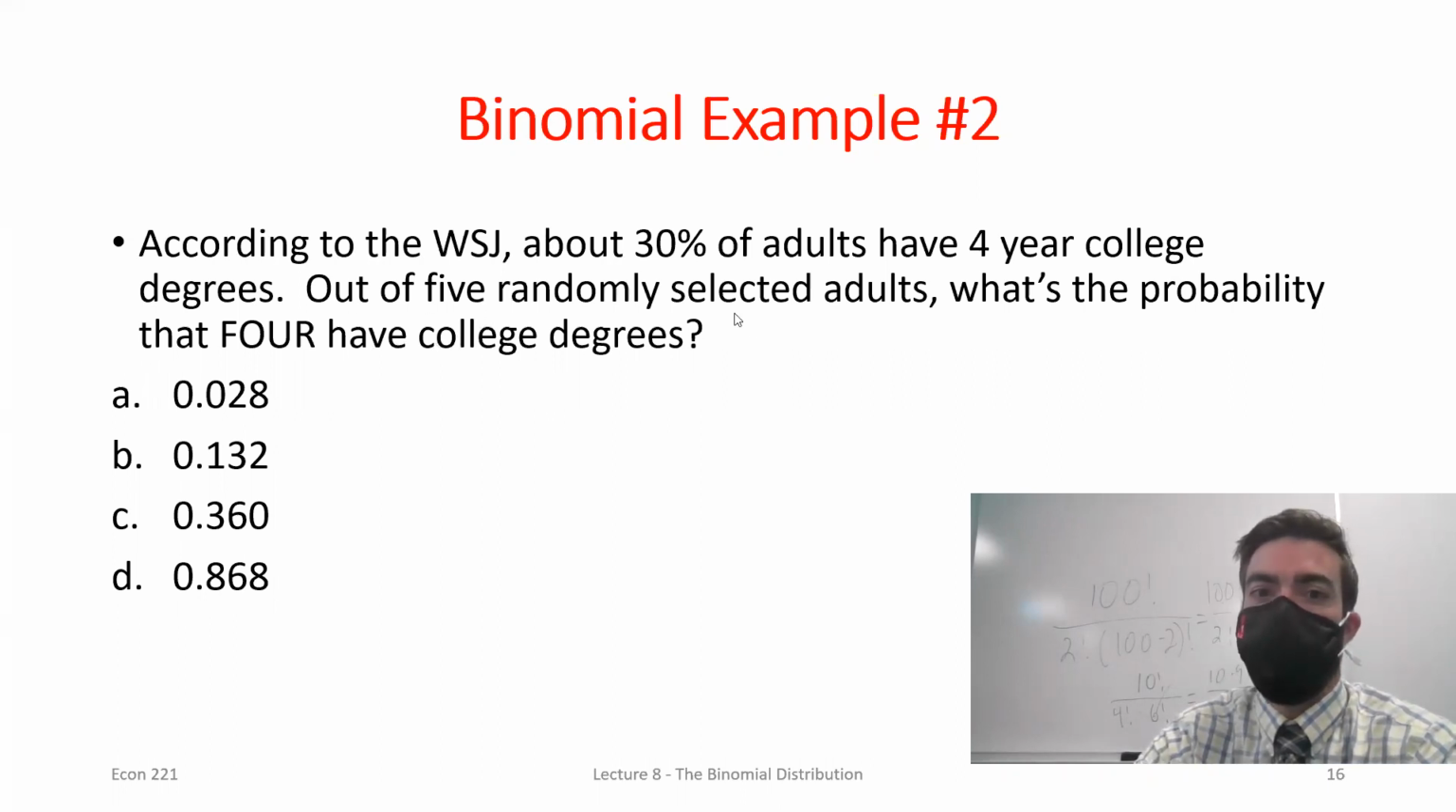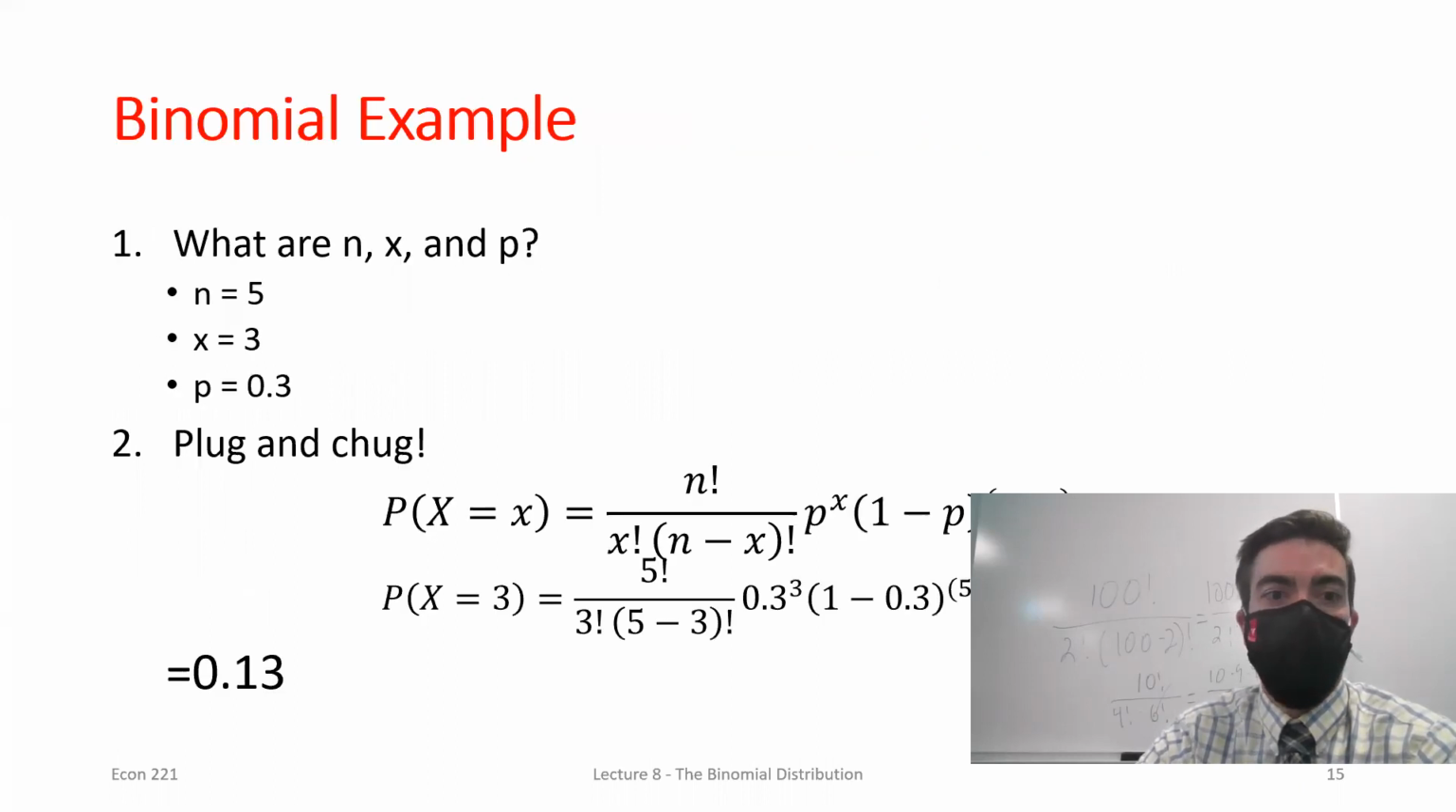My N is still 5. My P is still 0.3. It's just now my number of successes I'm interested in is 4, right? X is equal to 4. So it'll be the exact same thing, but I put a 4 in here for X.